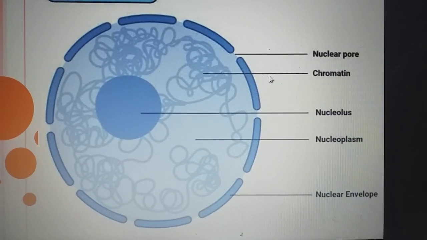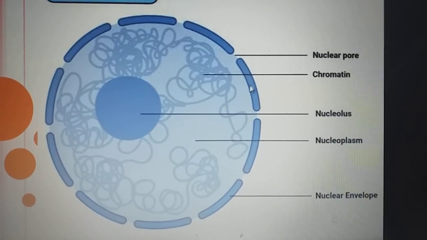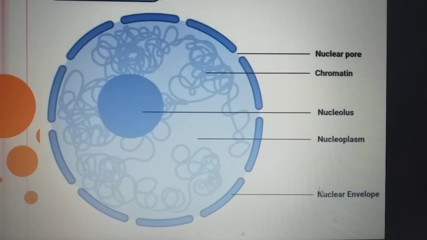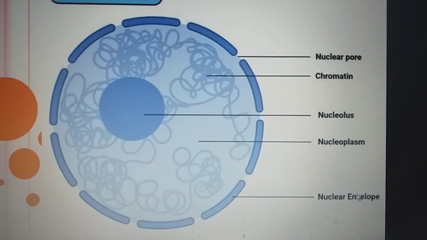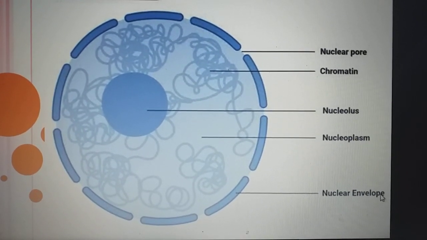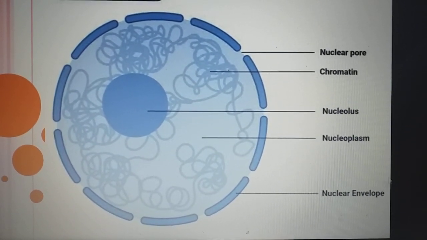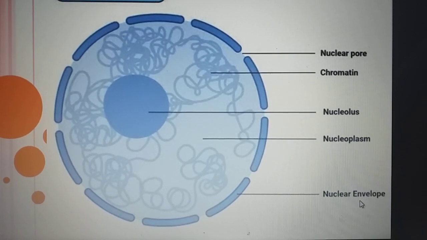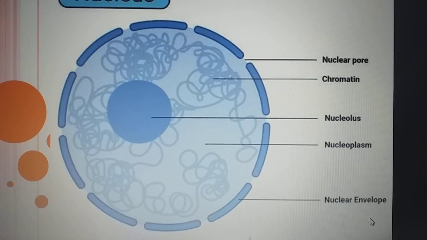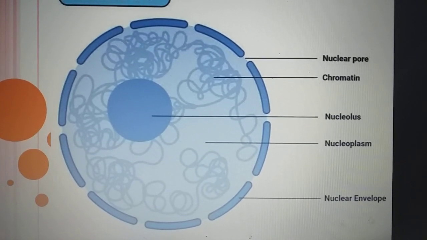See, this double wall membrane organelle is there, outer wall and inner wall. One by one we will study these parts of the nucleus. First we will study the nuclear envelope. As the name suggests, envelope means which covers the nucleus. Nuclear envelope is a double membrane covering which separates the nucleus from the cytoplasm.